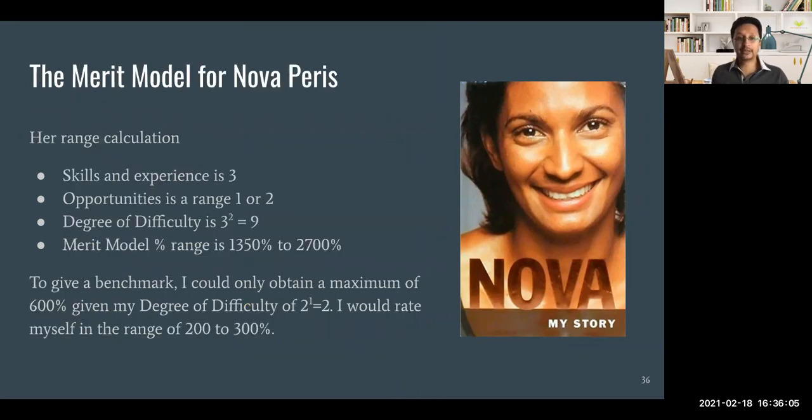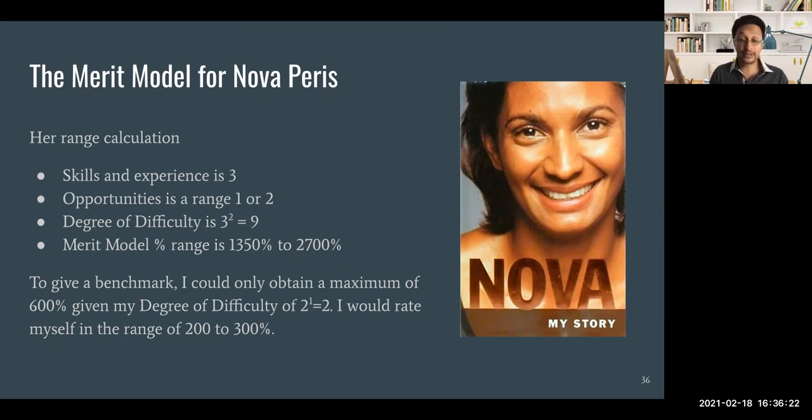And so when I calculate her things, like if I'm choosing her skills and experience, she's done fantastically well. So it's like 3 out of 3. Opportunities, I can't really tell. So maybe 1 or 2, it's variable. But the degree of difficulty, she's a First Nations person.